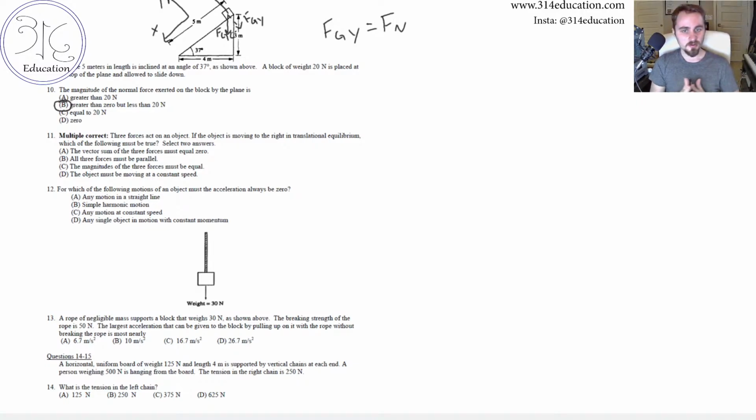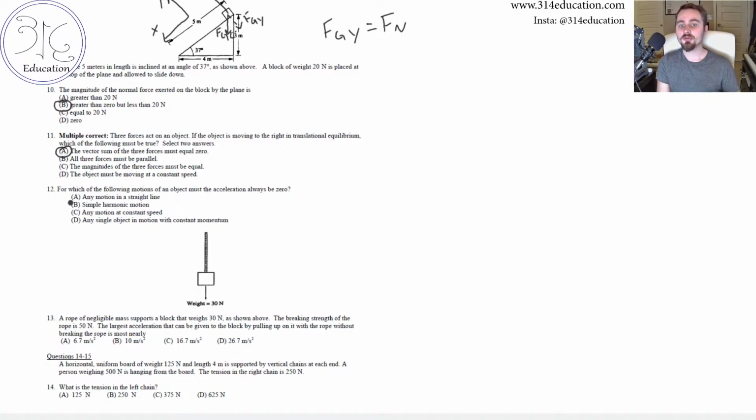All right, 11 is a multiple correct one. I kind of hate these, but that's fine. We've got 3 forces acting on an object. If the object is moving to the right in translational equilibrium, which of the following must be true? So, translational equilibrium, the vector sum of the 3 forces must equal 0. That is true. If we are in equilibrium, that means the forces are balanced. They're not going to be accelerating.